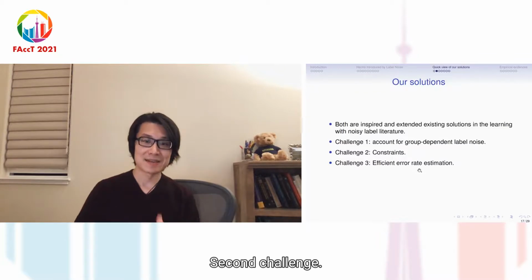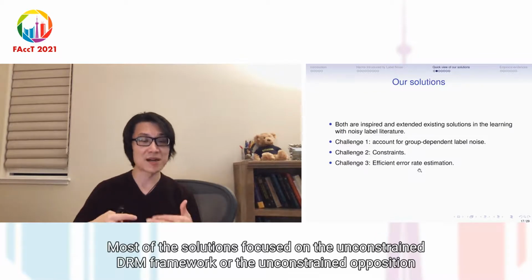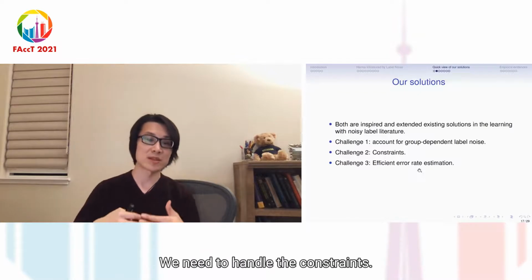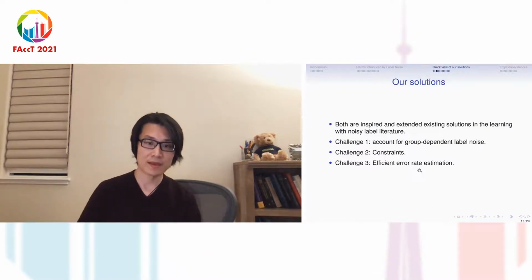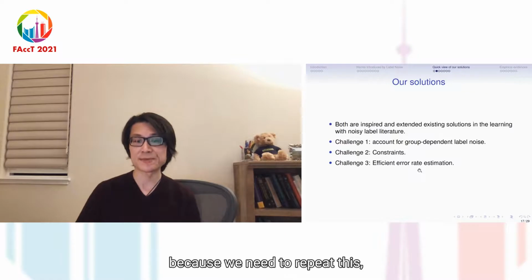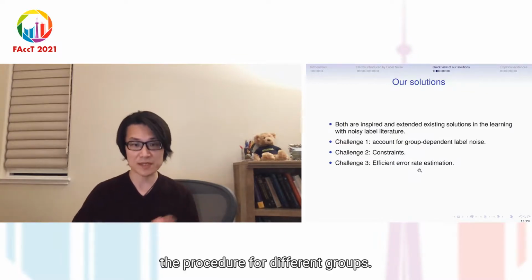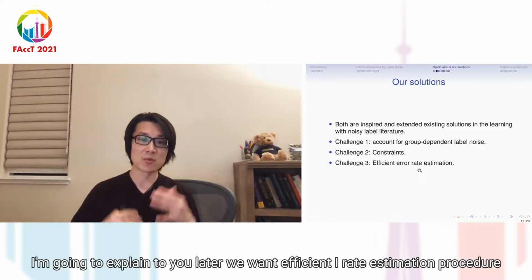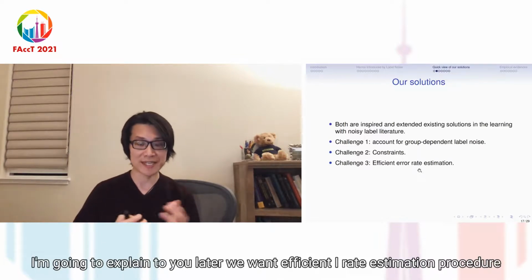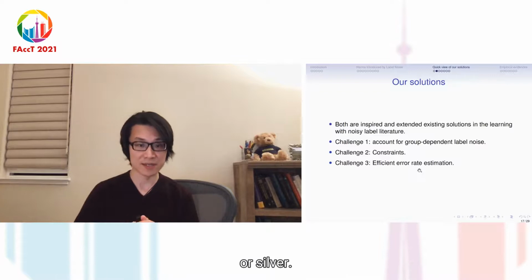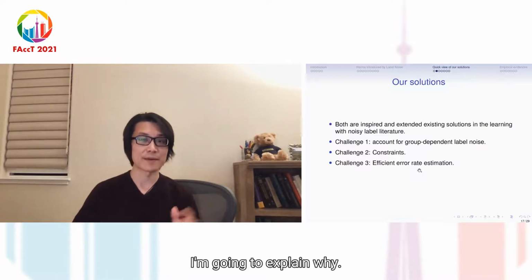Second challenge, most of the solutions focus on the unconstrained ERM framework or the unconstrained optimization question, but here we need to handle the constraints. And lastly, because we need to repeat this procedure for different groups, which I'm going to explain later, we want an efficient error rate estimation procedure or solver. Again, I'm going to explain why.